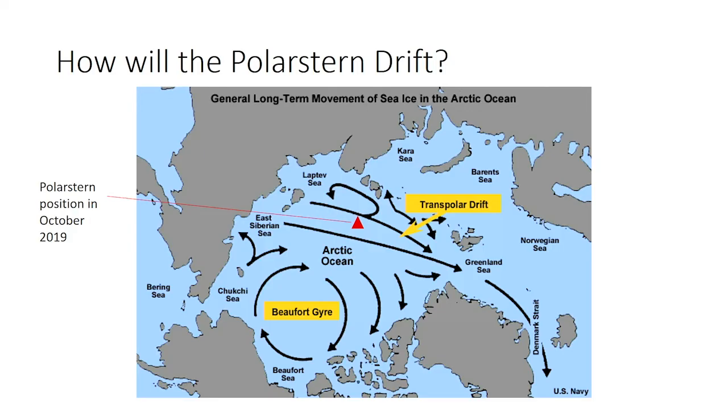One thing to keep in mind is this picture of the ice drift that I'm showing you here is a representation of the climatology of the ice drift. That is where the ice drifts on average over a number of years. So you will see that the ice drift on average will be towards the Greenland Sea and towards that gap between Greenland and Svalbard, which is the Fram Strait.